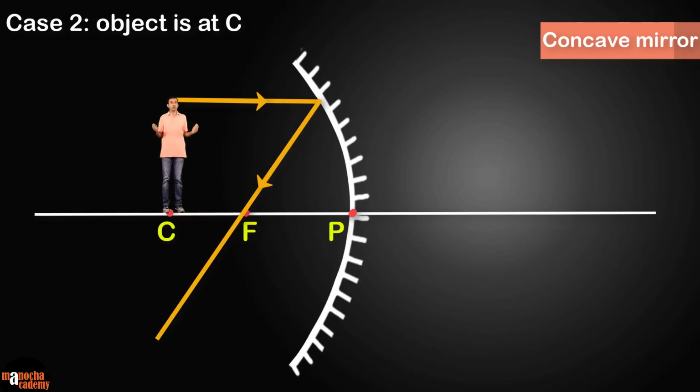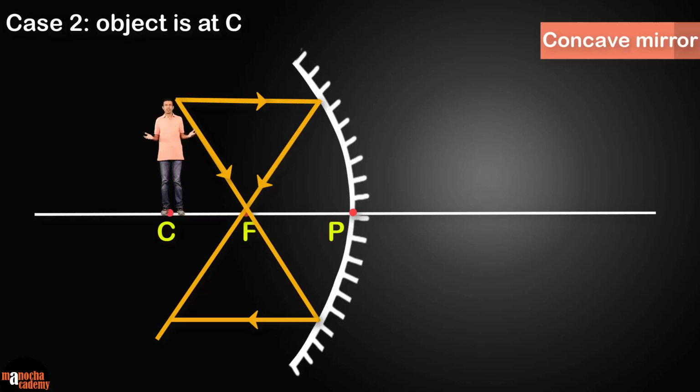Now I can't use rule 2 since I am standing on the center of curvature. So let's go ahead and use rule 3. The ray that is passing through the focus after reflection is parallel to the principal axis. So this is our second ray here. Where is my image? As you can see here, it's exactly below me.